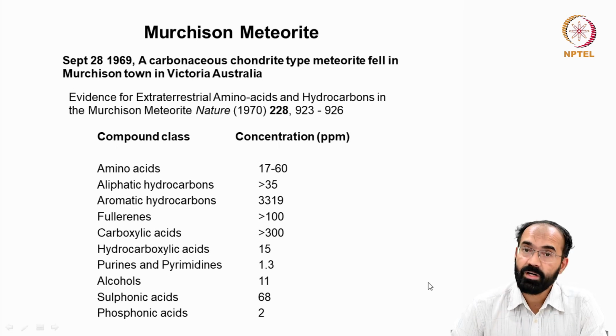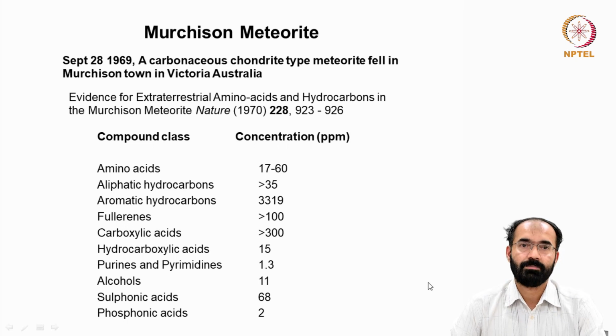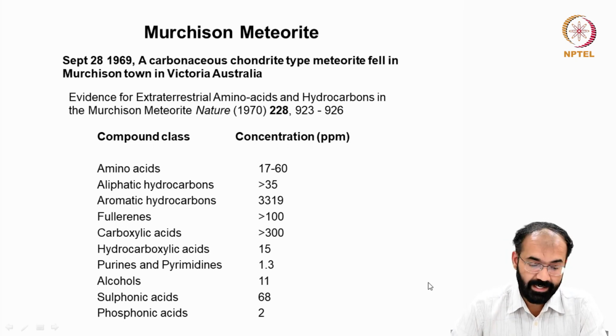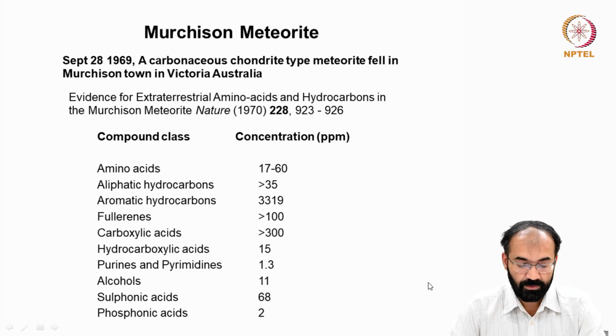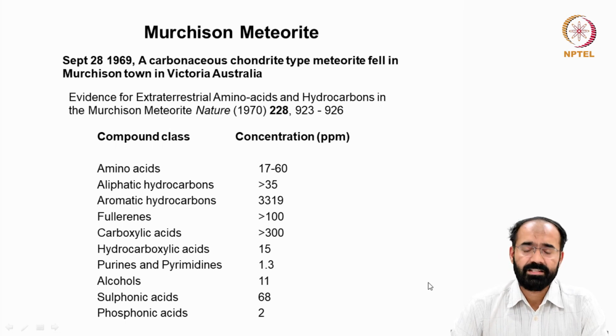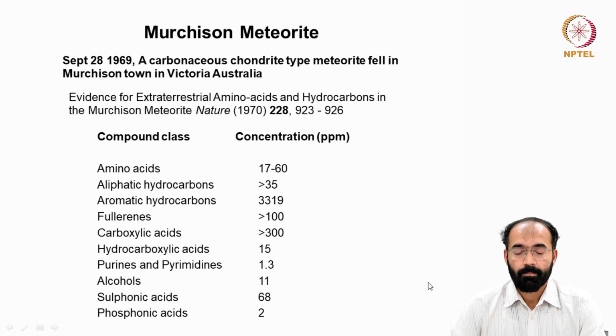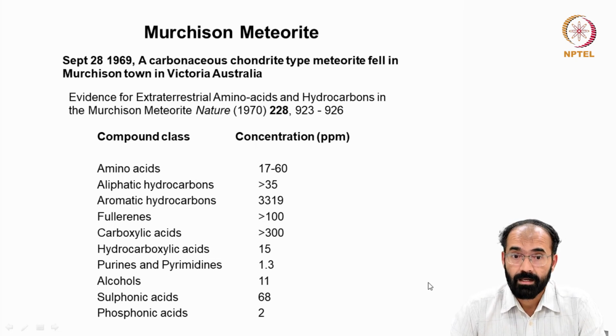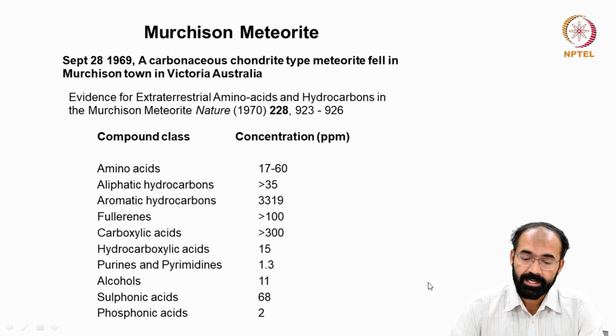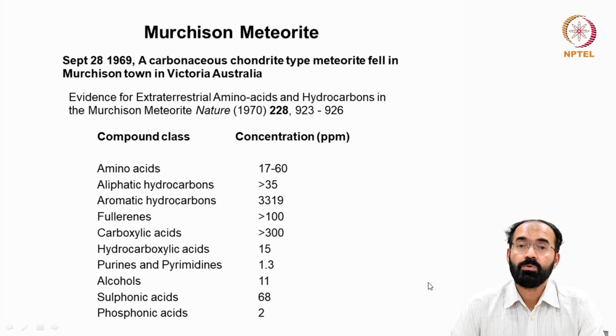and they did some chemical analysis. What they found was plenty of biological materials present in it, such as amino acids, aliphatic hydrocarbons, aromatic hydrocarbons, fullerenes, carboxylic acids, hydroxycarboxylic acids, purines and pyrimidines, alcohols, sulfonic acids, and phosphonic acids. You can see their amounts in ppm, parts per million. The level is very low, but we should understand that a meteorite at very high temperature cannot hold any of these molecules on its own unless they were carried from the extraterrestrial environment itself. What we should understand is that the meteorite, using a lot of the inorganic molecules present in itself through this high temperature and harsh condition, is able to convert them into various organic molecules as listed here.